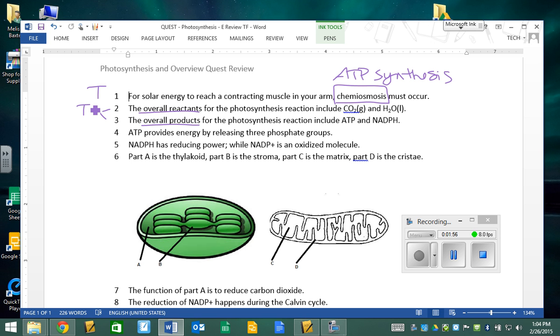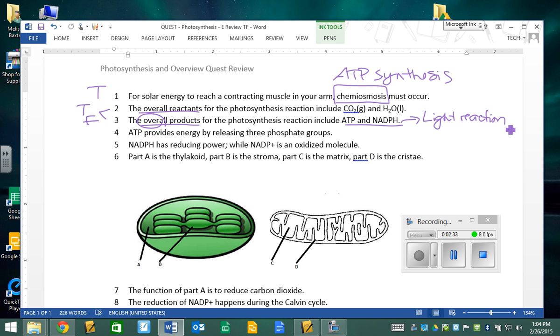Now, overall products of photosynthesis do not include ATP and NADPH. This one is false. It is true that the light reaction, so part 1, makes those substances. So they are made during photosynthesis, but then they're used in the Calvin-Benson cycle or the second part, the dark reaction, whatever you want to call it. So in the overall reaction, I don't see them because I've made them and then used them up right away.